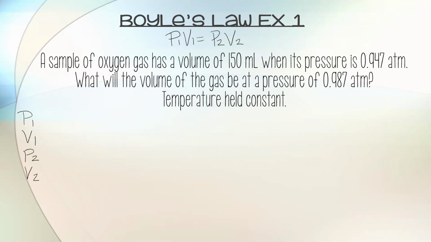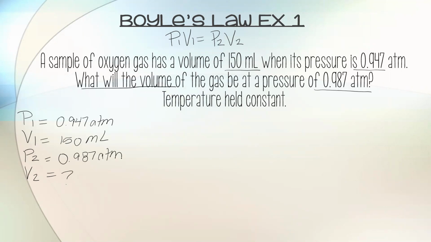So P1 is 0.947 atm. Pressure is already in atm, so we don't have to change it. The initial volume is 150 milliliters. That's in the correct unit, so we're good for that. What will the volume be? So we're finding V2 if the pressure is changed, and the pressure is also in atmospheres, so we're good. So I like to make a list. You don't necessarily have to. You could label it in the problem.